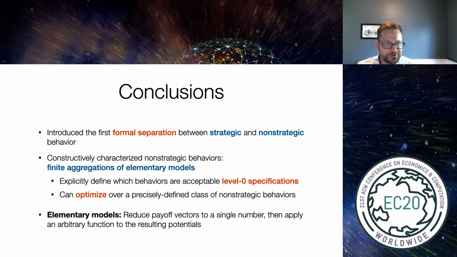I will just very quickly remind you what an elementary model is. The basic intuition is you take the vector of payoffs, and you reduce it to a single number, and then you do whatever. The key is just you have to reduce it to a single number in this non-smuggling way.